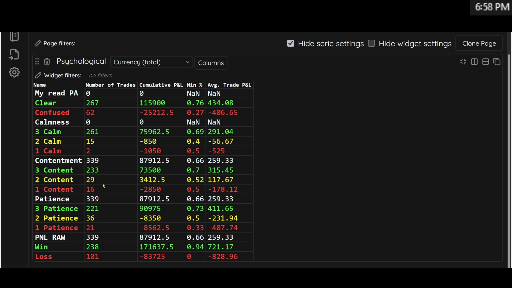So now I know that I need to really focus on patience during a trading session and be very aware of just waiting for that right opportunity. And you can see how much they've all lost. You can see that this has lost 8,500 here and then 8,350 here.